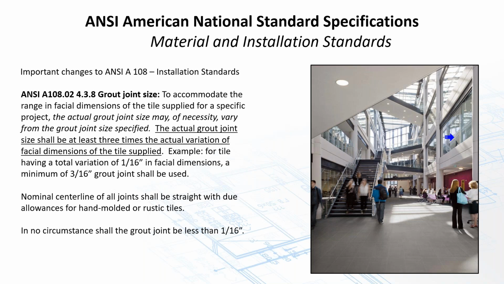It says within the standard that the actual grout joint shall be at least 3 times the actual variation of the facial dimension of the tiles applied. So if a 18 by 36 rectangular porcelain tile is out of square by 1/16 of an inch, the grout joint should be no less than 3/16. And that means the contractor can make that change just based on the tile that they receive. There also can be a little bit of irregularity in the center line of the joints if you have hand molded or rustic tiles. And under no circumstances should the grout joint be less than 1/16 of an inch. That's within the industry standards.